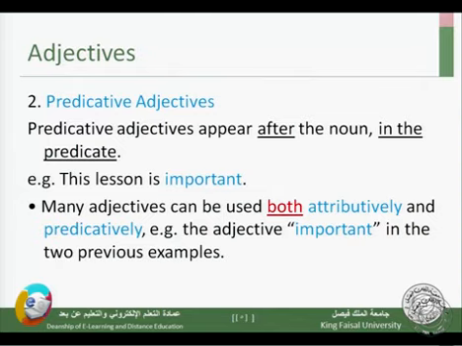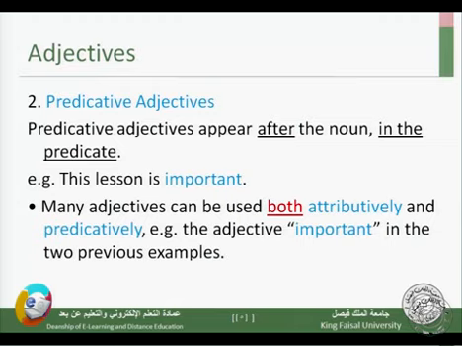The second type is called predicative adjectives. If you remember, we talked a bit about the subject and the predicate. We said simple sentences, one clause sentences, must have a subject and a predicate. So predicative adjectives appear in the predicate. They appear after the noun, in the predicate.